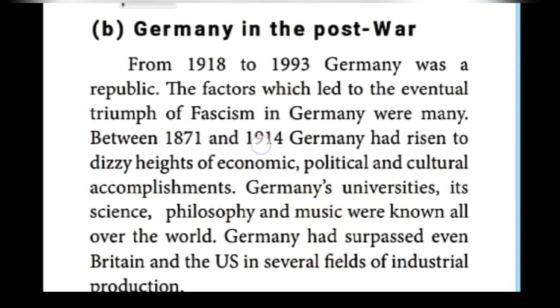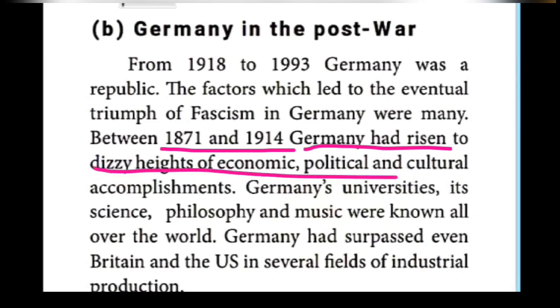1871 is very, very important, children. What happened in 1871? The Franco-Prussian War happened. And 1914. In between this period, Germany had risen. In the sense it was developed to dizzy heights of economic, political and cultural accomplishments. Yes, in these fields Germany was developed. Dizzy heights means no one can imagine it was developed to that level.